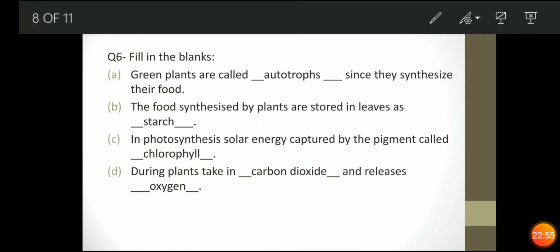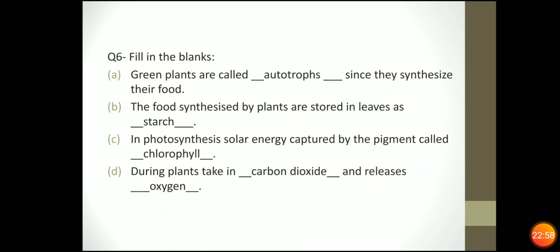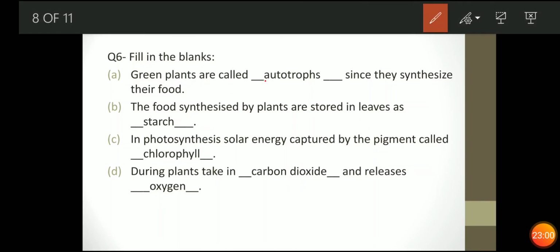Next question is fill in the blanks. Green plants are called autotrophs. What do we call green plants? Autotrophs, because they synthesize their food. Next, the food synthesized by plants is stored in leaves. The food that plants have synthesized is stored in leaves. That is the extra food, so it is known as starch.